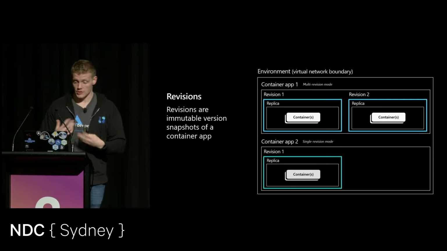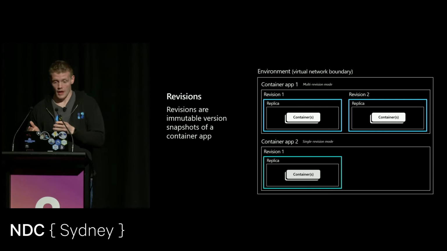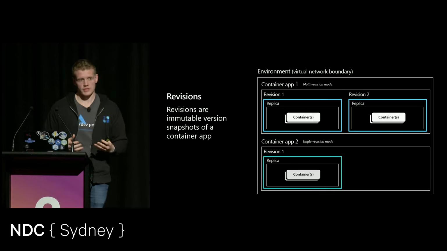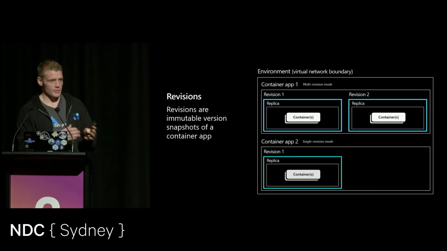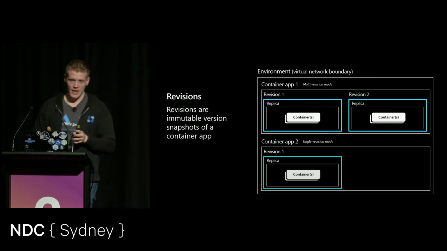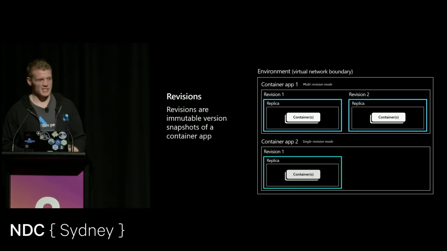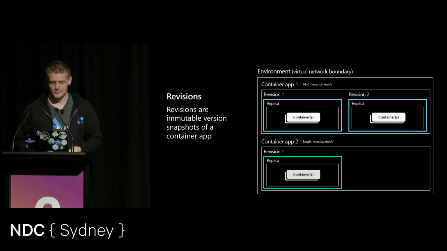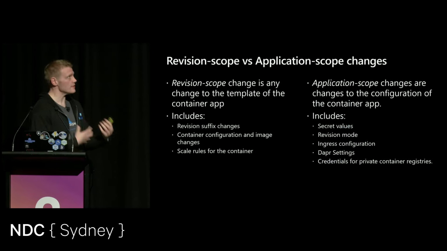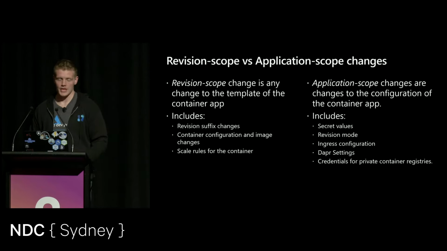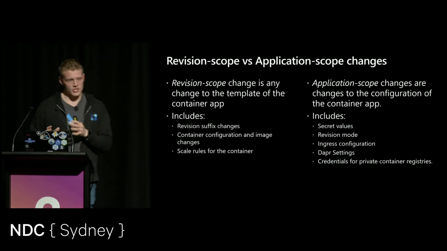In the demo that I'll show a little bit later, we often use revisions to direct traffic between one revision and another. And this opens up some really powerful deployment scenarios, such as A/B testing and blue-green deployments.